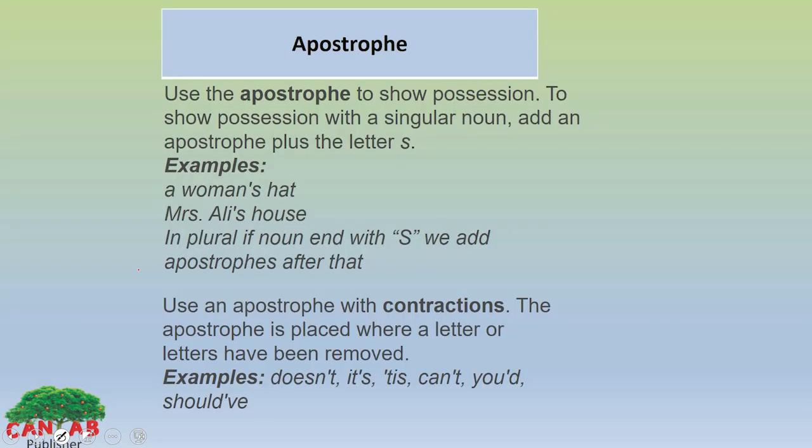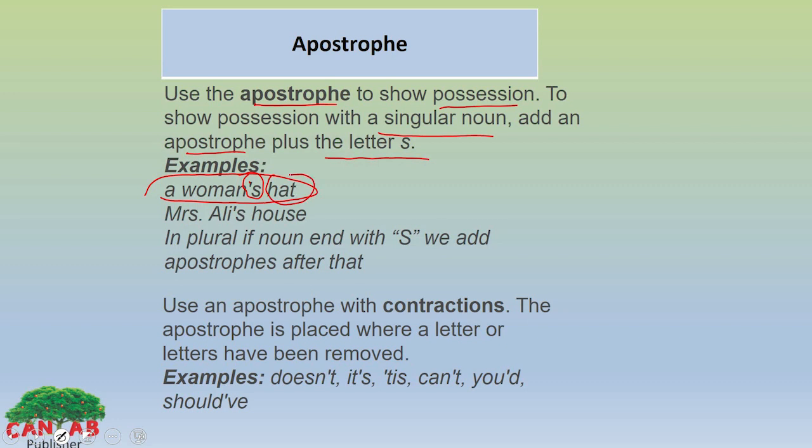Apostrophe. We use an apostrophe to show possession. Possession means a person who owns something. To show possession with a singular noun, we add an apostrophe plus the letter S. Look at the example here. A woman here is a singular person and we have added an apostrophe and S, you can see, and here the hat, a woman's hat.